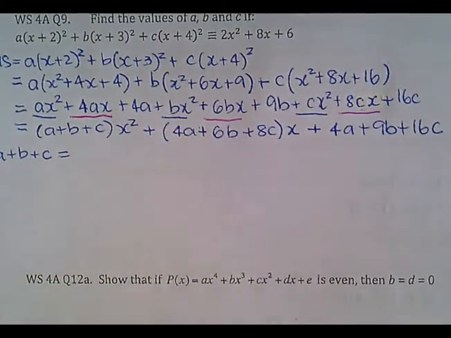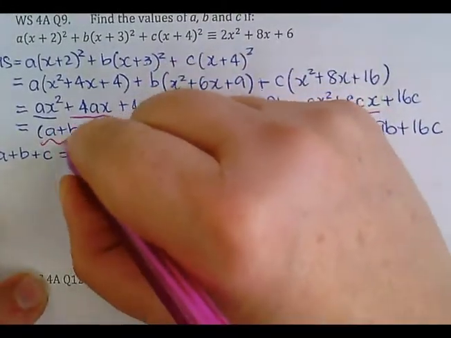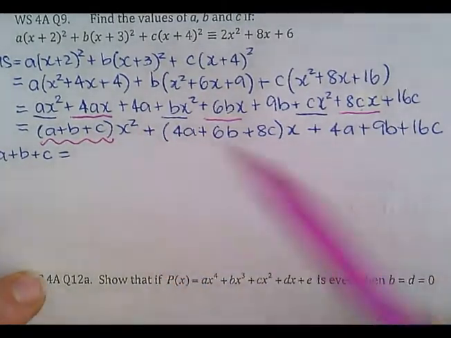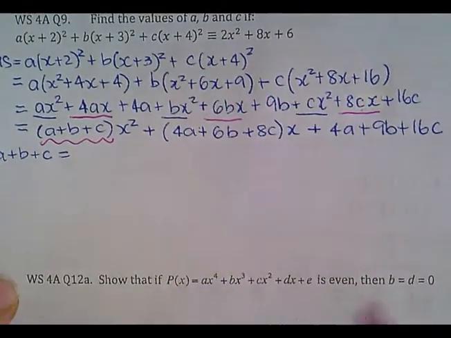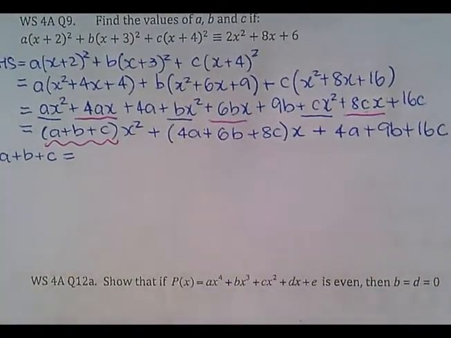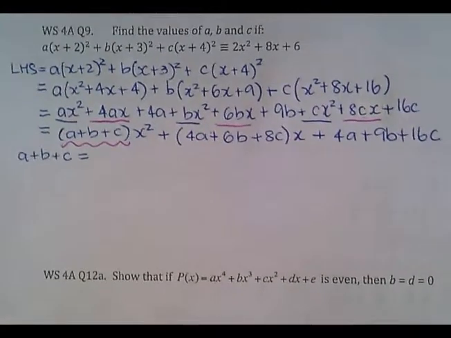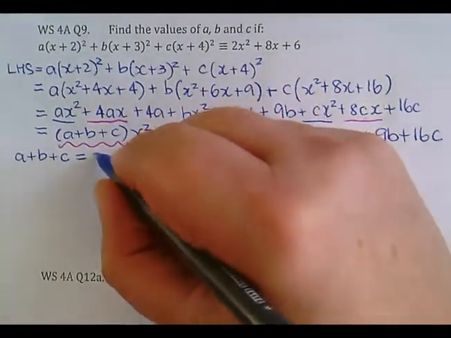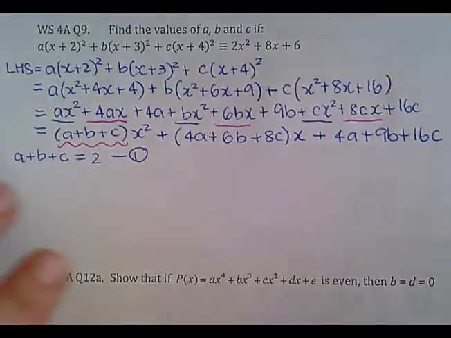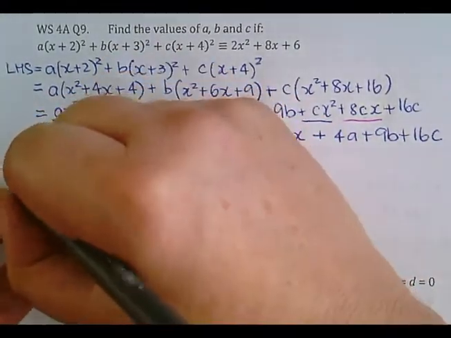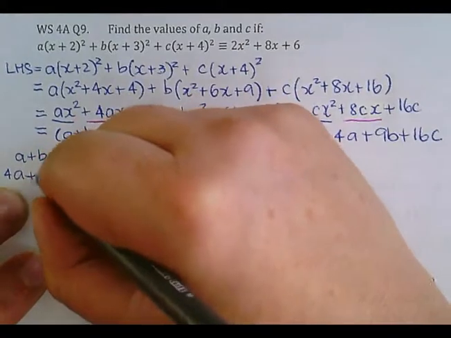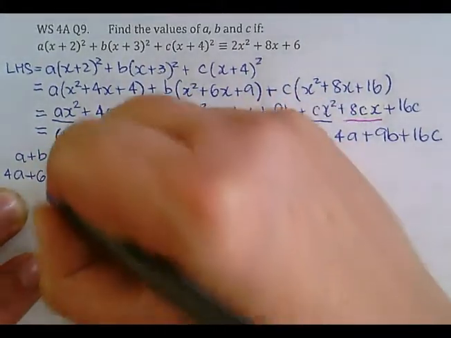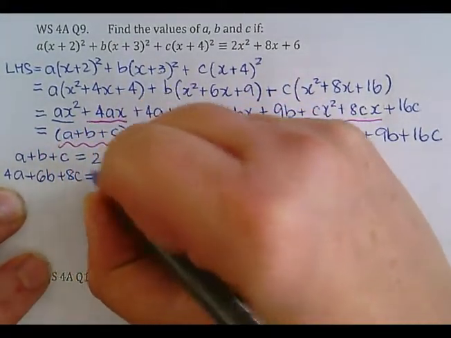This, a plus b plus c, is the coefficient of the x squared. Looking at the right-hand side, that equals 2. a plus b plus c equals 2. So that's equation 1. Equation 2: 4a plus 6b plus 8c equals 8.